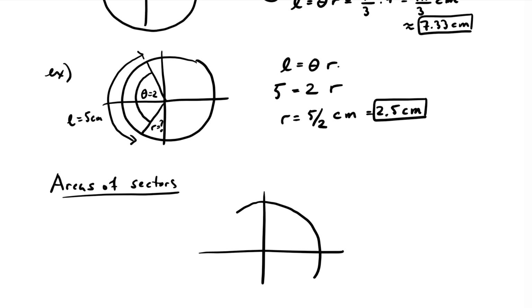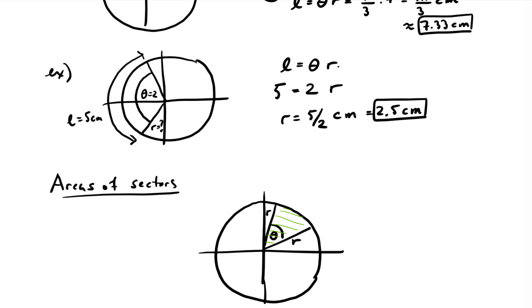Okay. Here we go. Here's a circle with radius R. And we've got a sector here. So this is R, this is R again, and we've got an angle, theta. And what we'd like to find is this area here.